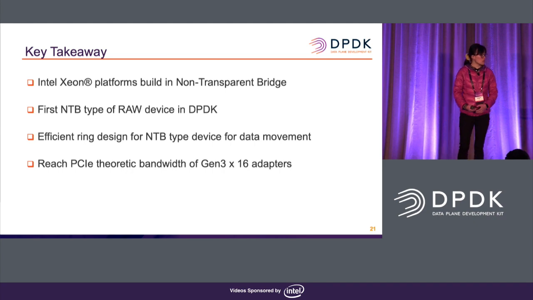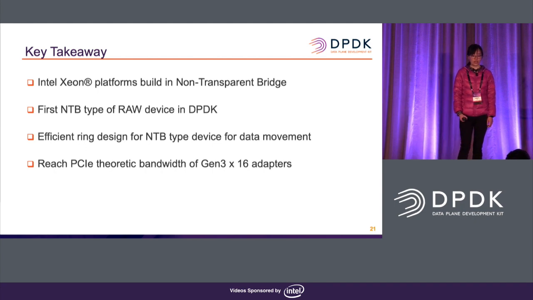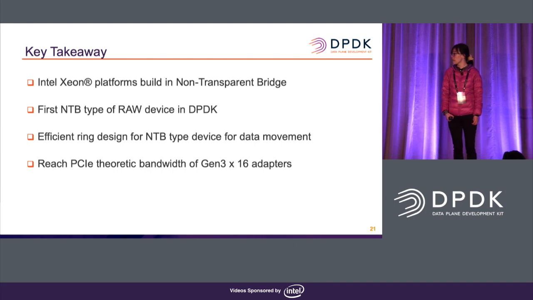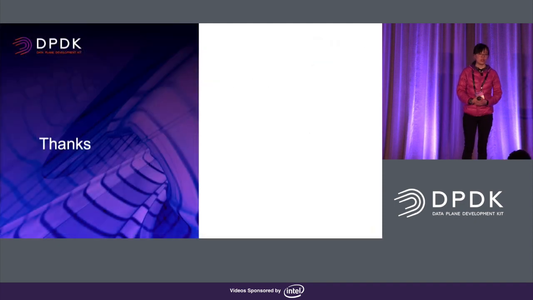Okay, at last, I think we need to summarize our talk today. Today, Omkar introduced the Intel Xeon platform and the non-transparent bridge. It is a built-in device in the Xeon CPU, and this is the first type of NTB device in DPDK. We designed an efficient ring for the data movement and reached the PCI bandwidth limitation of the Gen 3 x16 adapters. Okay, thank you. So, any questions?